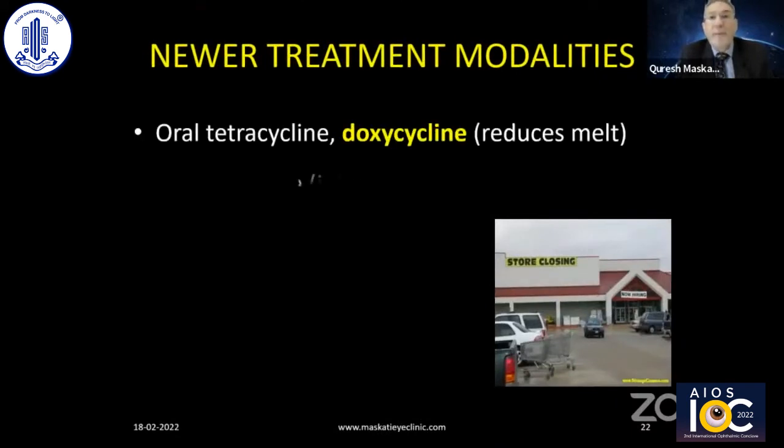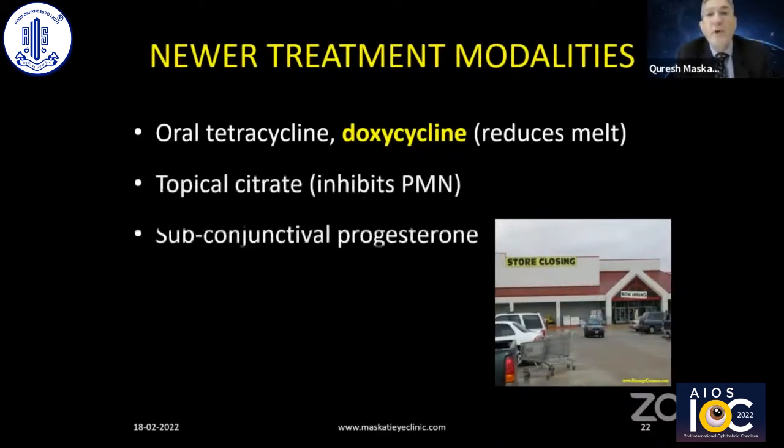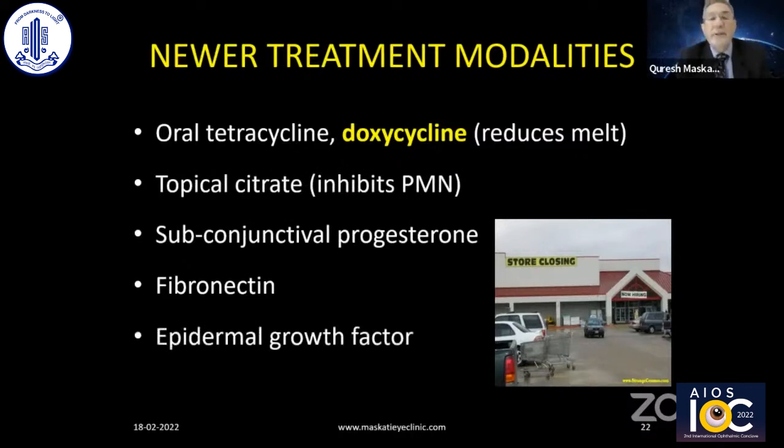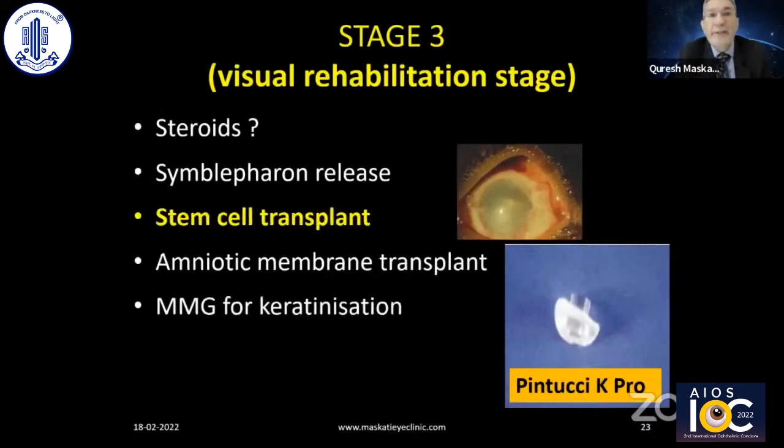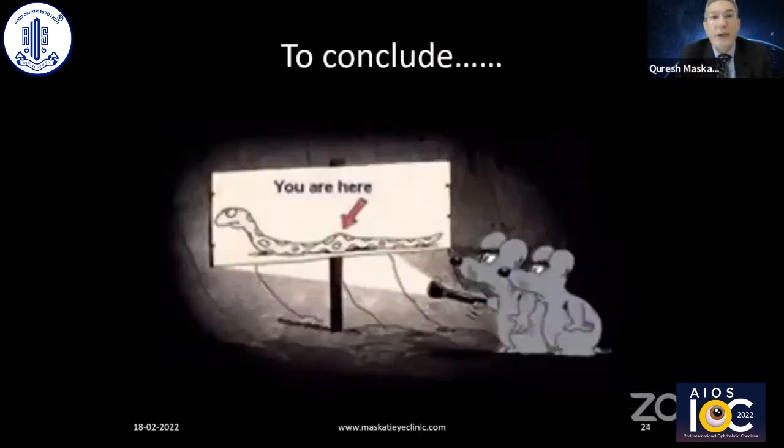There are some newer treatments. We know the good role of doxycycline in various ocular surface disorders, and I would use it unhesitatingly in all my chemical burns as well, because the tendency to melting goes down. Of course, in the late stages, the visual rehabilitation stage, you would think in terms of symblepharon release, stem cell grafts, and other mucous membrane grafts for keratinization. And keratoprosthesis would be used, either the osteo-odonto keratoprosthesis or what I use, the Pintucci keratoprosthesis.